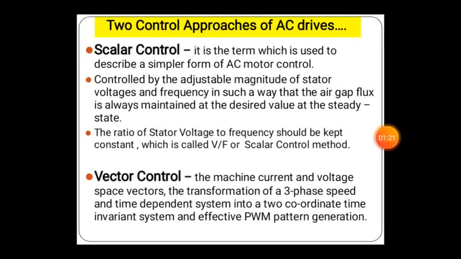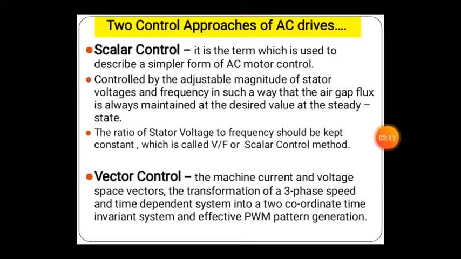We have two control techniques of AC drives. One is scalar control and the second one is vector control. Scalar control is a term used to describe a simple form of AC motor control, controlled by the adjustable magnitude of stator voltage and frequency in such a way that the air gap flux is always maintained at the desired value at steady state. That means scalar control is nothing but the V by F method. According to this method, we can control only speed, not torque. So for that, we are going towards vector control methods.